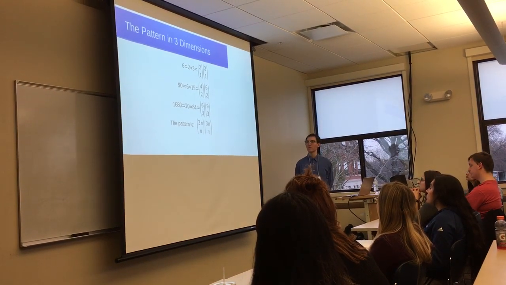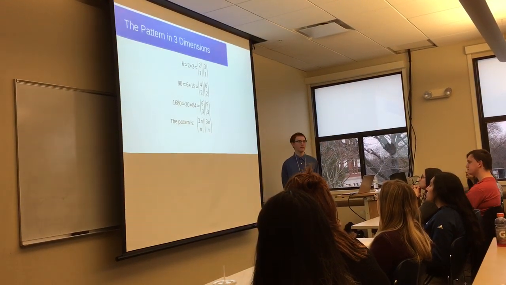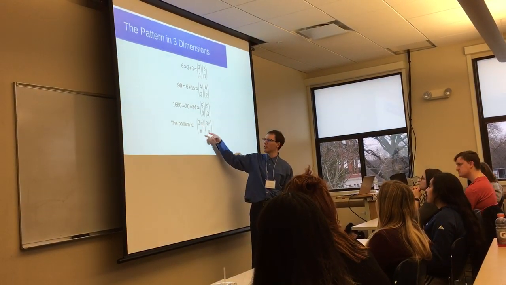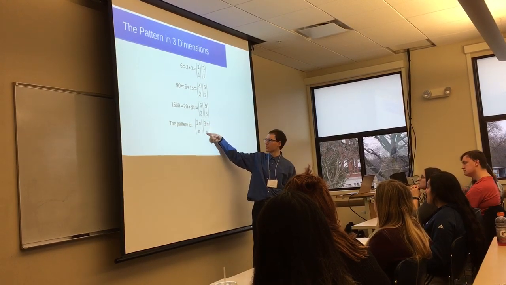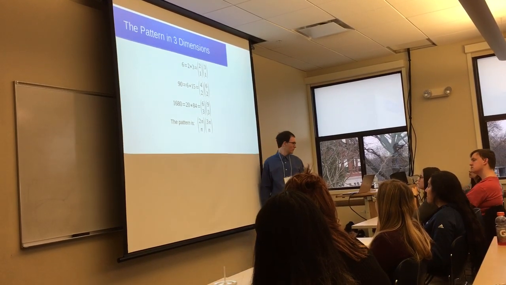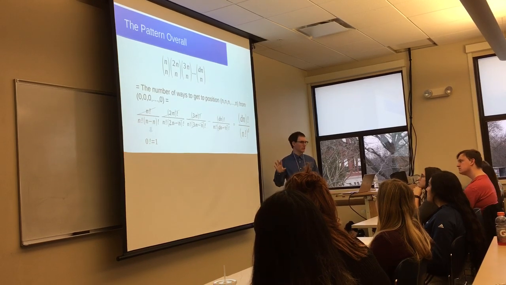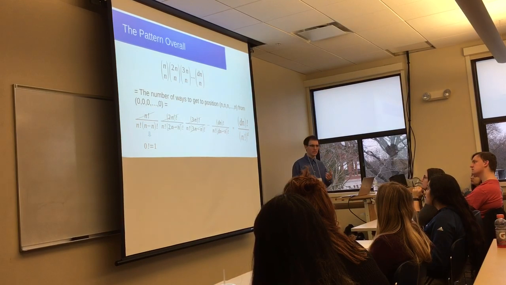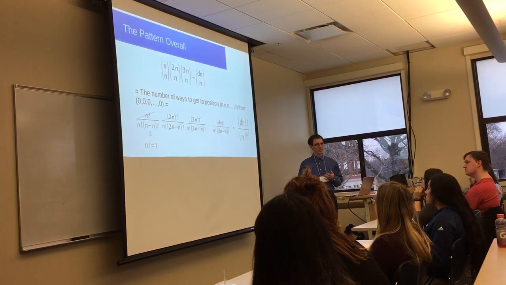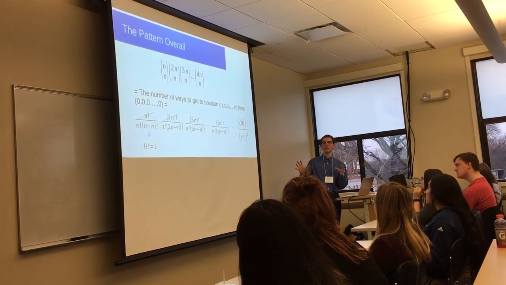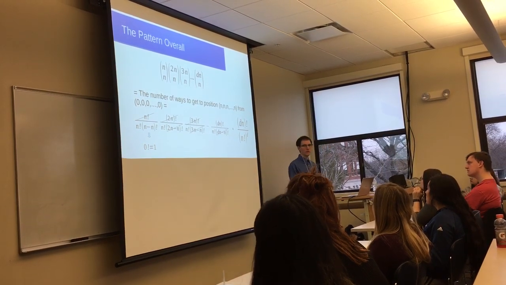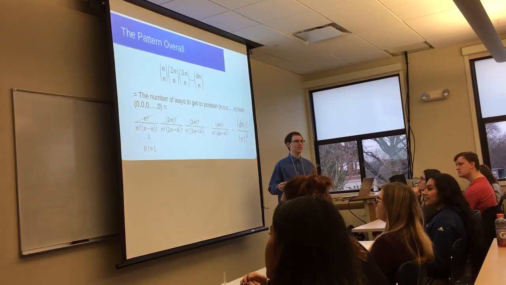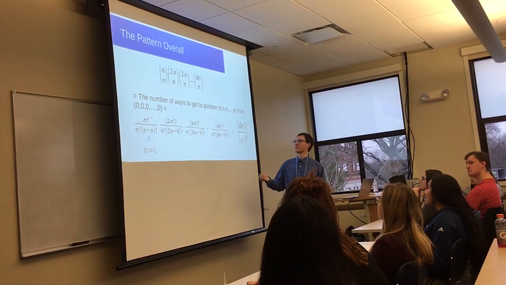So basically the pattern in 3 dimensions is pretty similar to the one in 2 dimensions, but we're taking the solution in 2 dimensions, which is 2n choose n, and multiplying it by this 3n choose n. So I think you can see a pattern forming for any dimension here. Basically the pattern overall is simply n choose n times 2n choose n times 3n choose n, etc., all the way to dn choose n, where d is the number of dimensions. And this is the number of ways to get to position n, etc., from 0, 0, 0, etc.